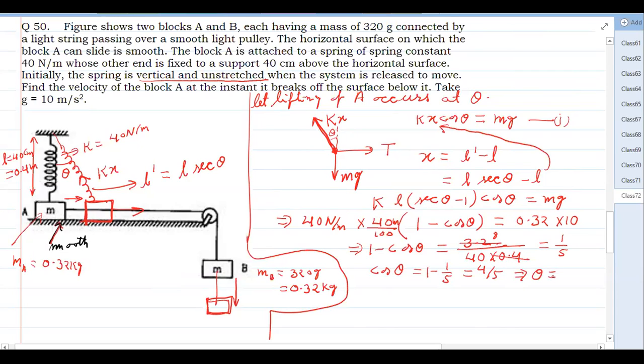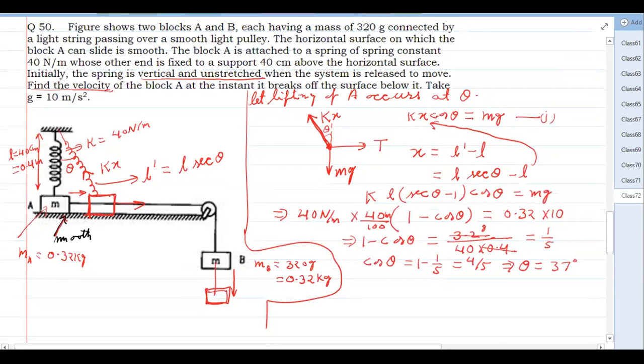Cos theta is 4 by 5, which means theta is 37 degrees. So at 37 degrees the object will be lifted. Now what is the next part we have to do? We have to find the velocity. For velocity, we can use the conservation of energy because there is no loss of energy anywhere.